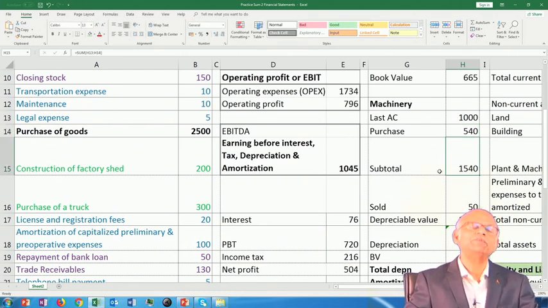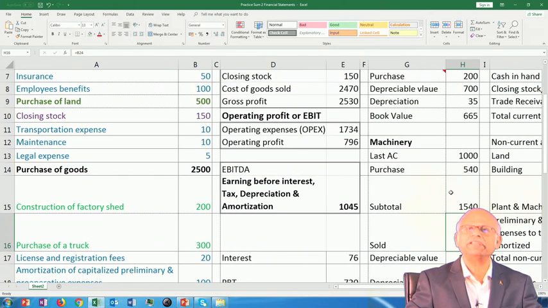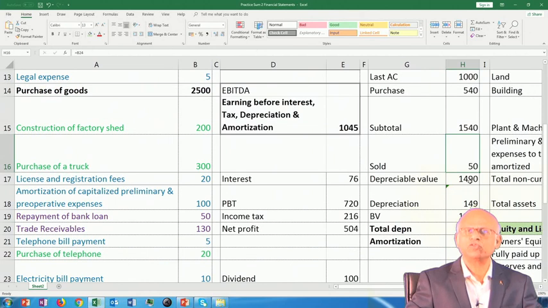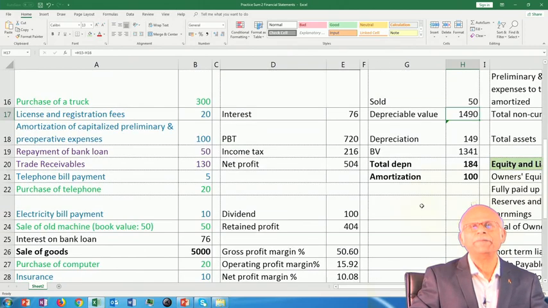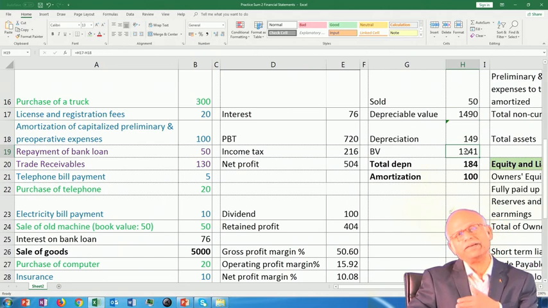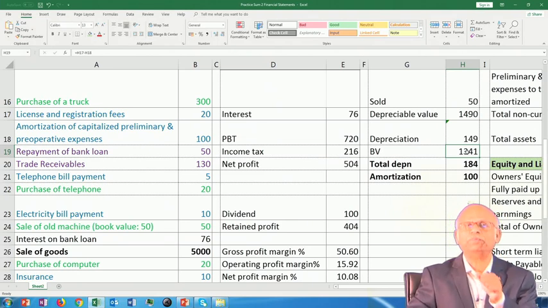Now, you have to see whether you have sold any machine. Incidentally, there is a sale of machine for 50. So, you have to deduct that. So, if you deduct that, you get a total depreciable asset equipment of 1490 that you depreciate at the rate of 10%, you get 149 as depreciation, then book value becomes 1341, meaning this total depreciable asset minus depreciation makes you, this is the book value for the year 2018, meaning for the time as on 31st March 2018, this is the book value for equipment.